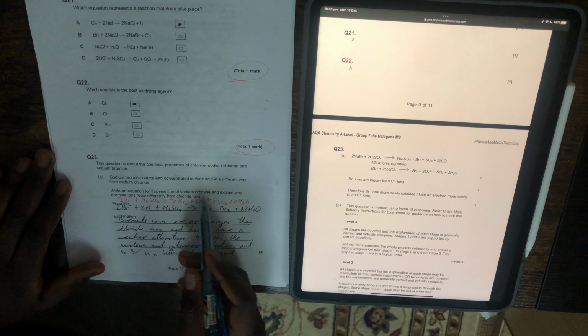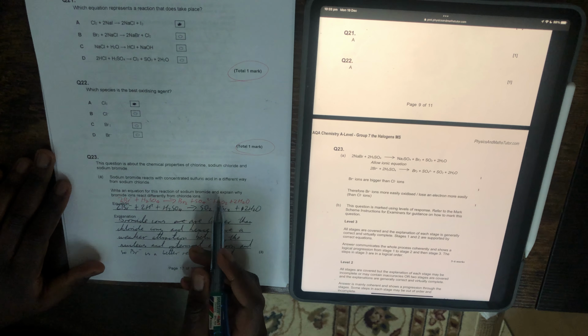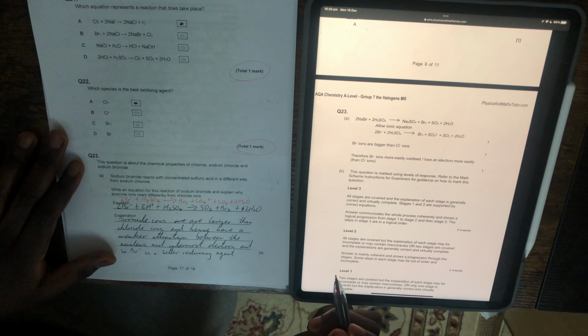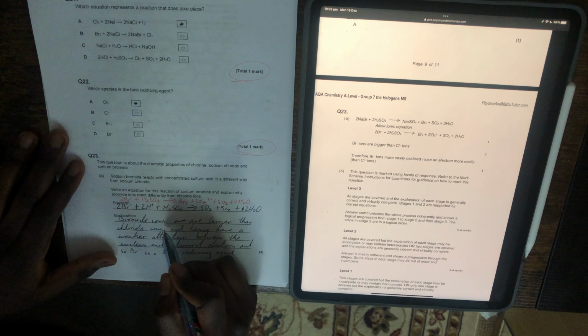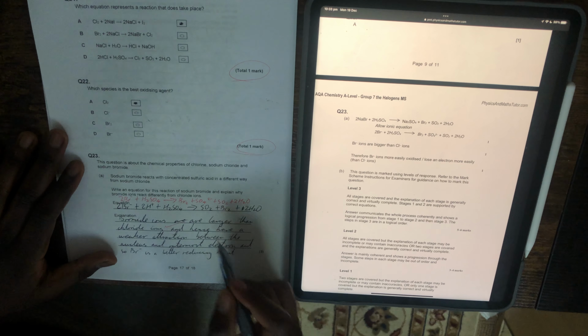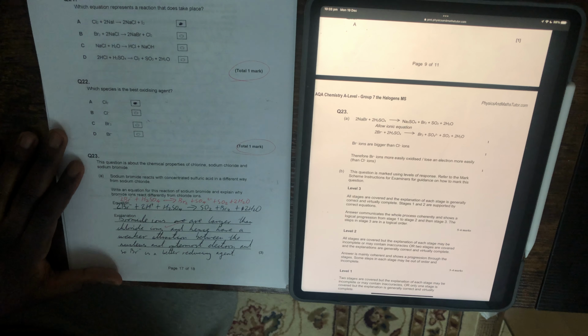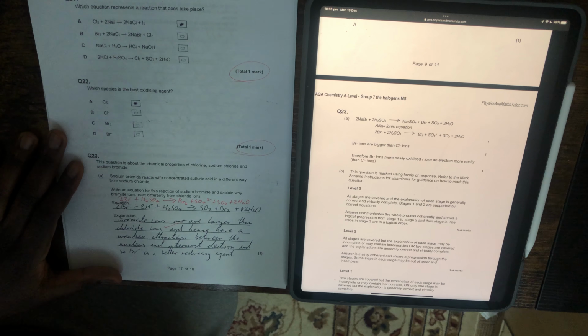I guess it's because it's sodium bromide and not bromine. Maybe that's it. Yeah, bromide ions are larger than chloride ions and lose an electron more easily. Bromide ions are larger than chloride ions, therefore bromide ions are more easily oxidized. I said they're better reducing agents, which means they're better at being oxidized, but that's not the same thing here.